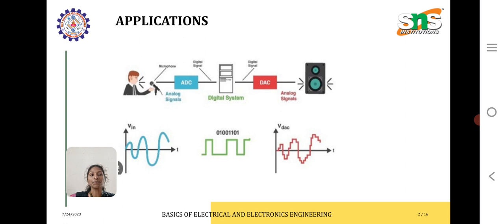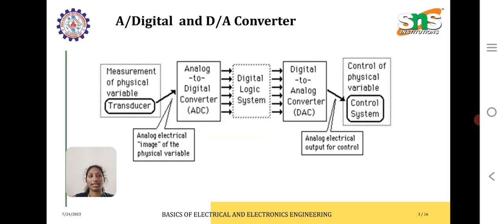In this, the first thing is the analog waveform, which is converted into pulses with zeros and ones, and then the output analog waveform. Again that digital value is converted to an analog waveform in order to be heard by a human being. This is the best application.